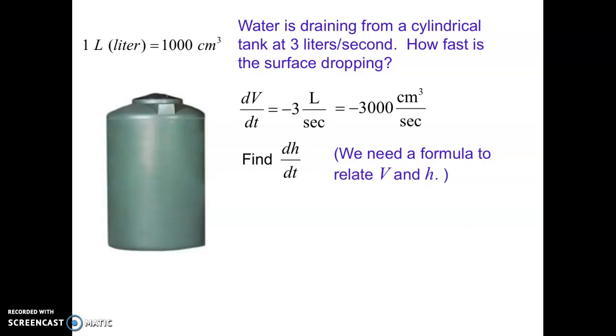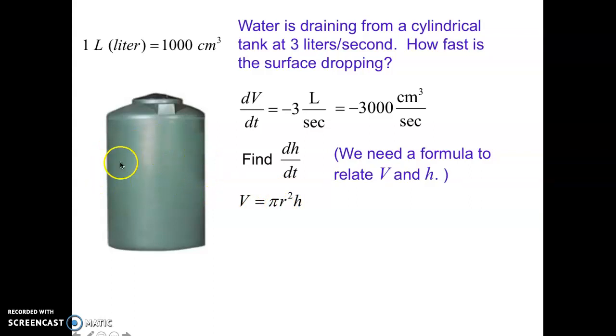Well, the volume of a cylinder relates these two things. The volume of a cylinder, if we look it up in the back of our book, or we look it up on YouTube, or we look it up on Google, the volume of a cylinder is equal to pi r squared h. So we notice that the volume is related to the height of the water, but it's also related to the radius of the water. And that might be a problem. Or is it? Well, let's think.